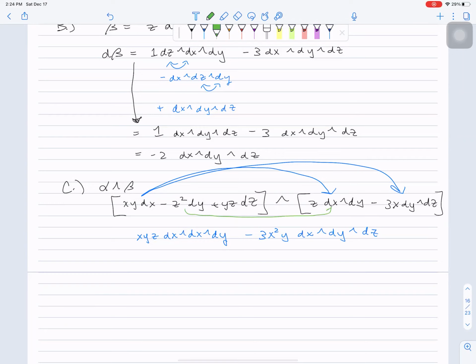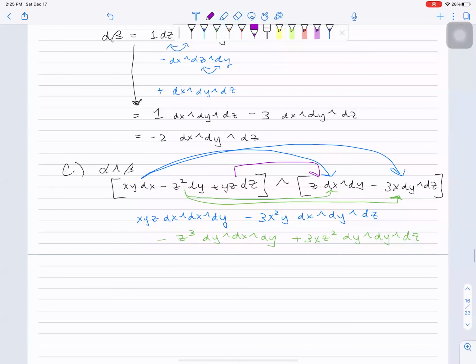So this term times this term gives me minus z cubed dy wedge dx wedge dy. This with the last term gives me plus 3x squared dy wedge dy wedge dz. Finally, the purple gives me plus yz squared dz wedge dx wedge dy minus 3xyz dz wedge dy wedge dx.